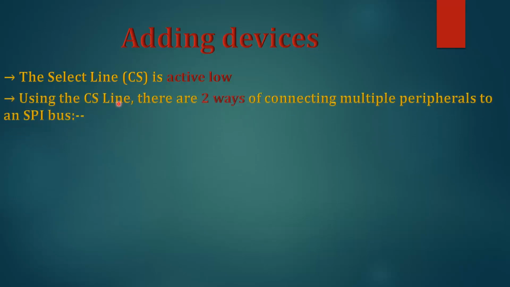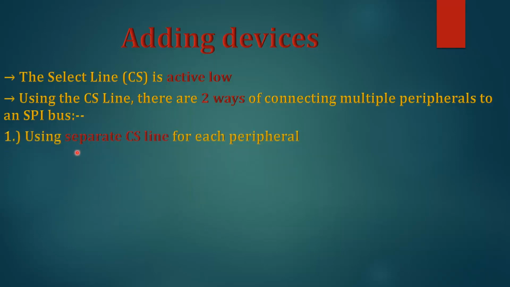Now let's see what happens when we want to add more devices in an SPI environment. The select line, that is the chip select CS pin, will be used and it is active low. By active low, we mean that when the chip select pin is 0, then the device is selected. Now let's see that in detail. Using the chip select line, there are two ways of connecting multiple peripherals to an SPI bus, and these two ways have their own advantages and disadvantages. So let's see them one by one.